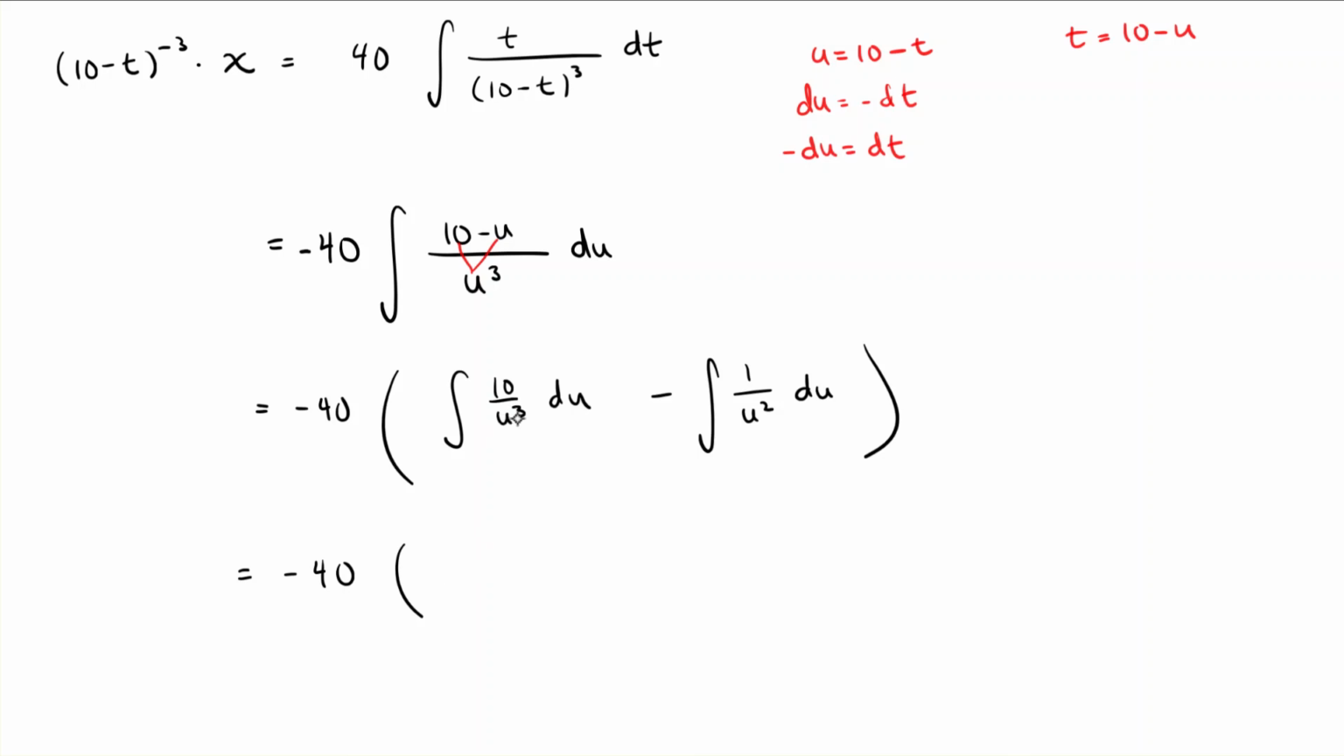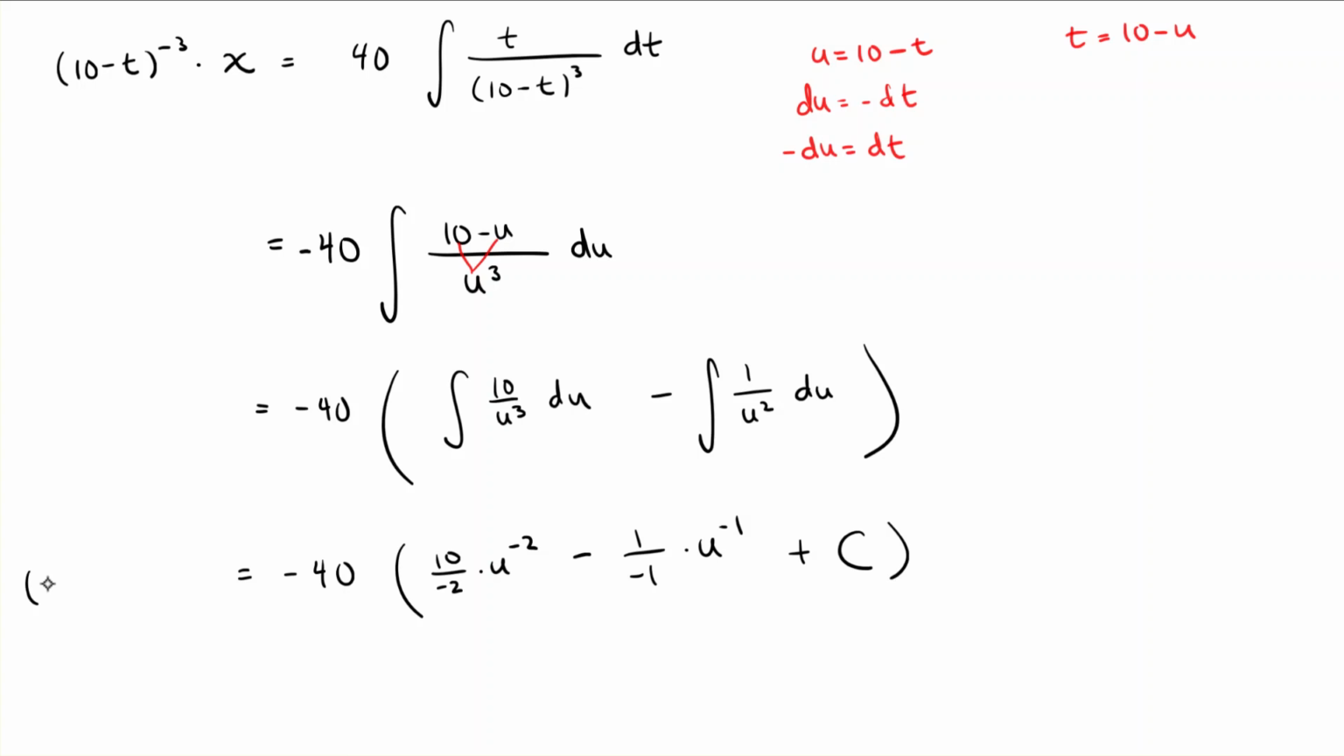So this is u to the negative 3. We add 1 to the power. That gets us to u to the negative 2. We need to divide by that. So we have 10 over negative 2 times u to the negative 2 minus, this is u to the negative 2. Add 1 to that, we'll get u to the negative 1. Divide by that. 1 over negative 1 times u to the negative 1. And then plus our constant of integration.